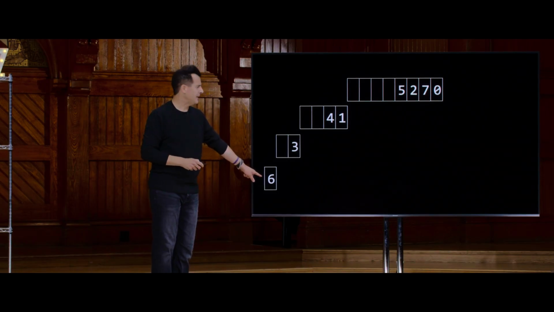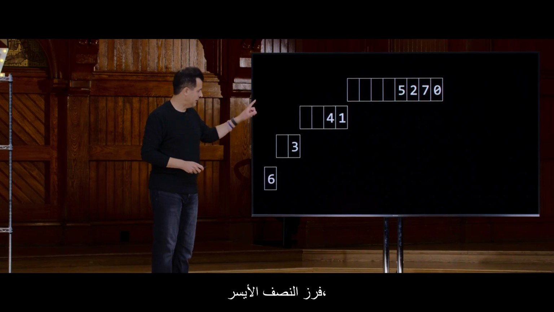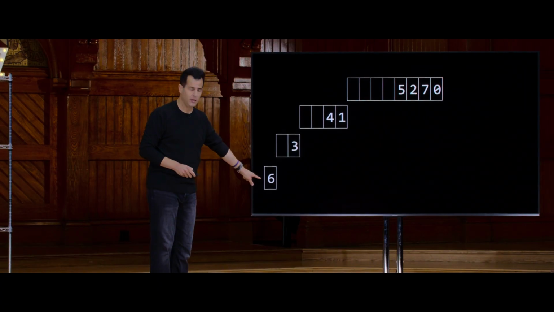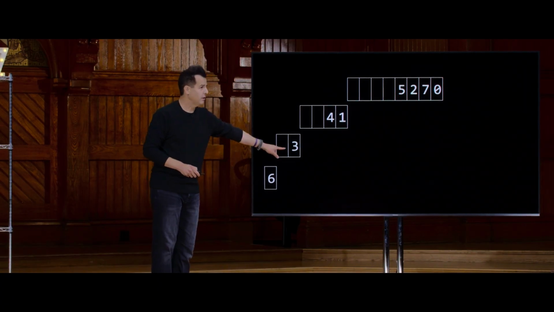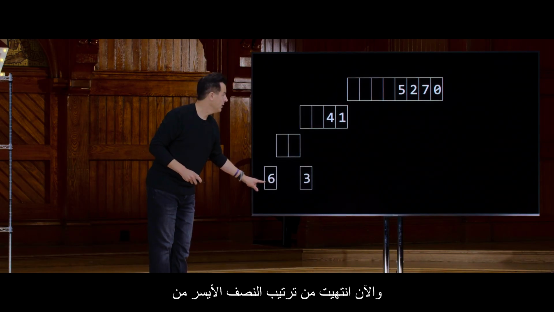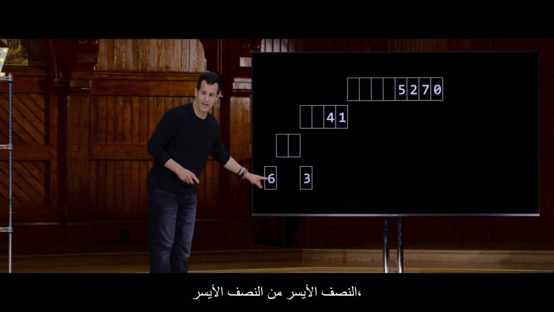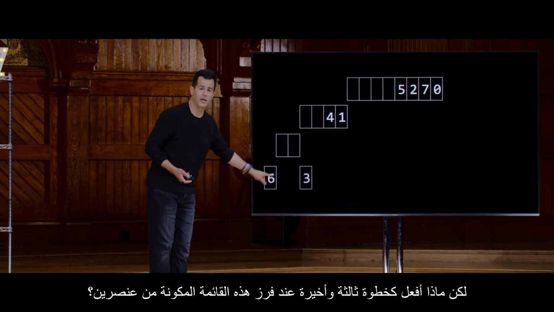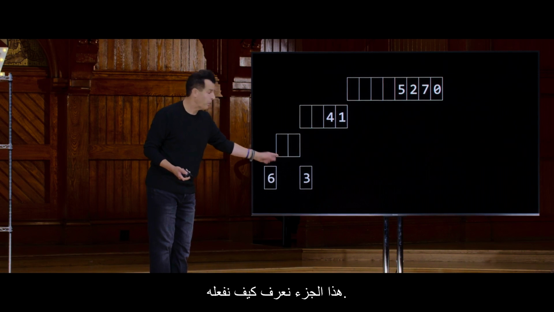OK, so here's the story recap. Sort the left half, sort the left half, sort the left half. And I just finished sorting this. So what comes next? Sort the right half, which is this. And now I've sorted the left half of the left half of the left half, which is a big mouthful. But what do I do as a third and final step when sorting this list of size 2? Merge them. This part we know how to do.